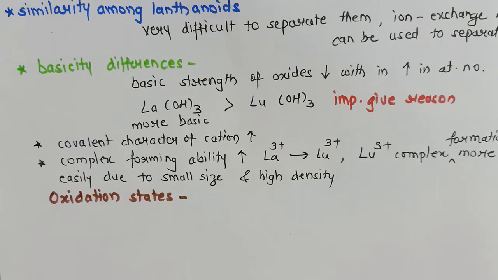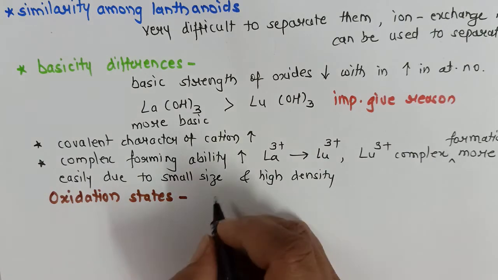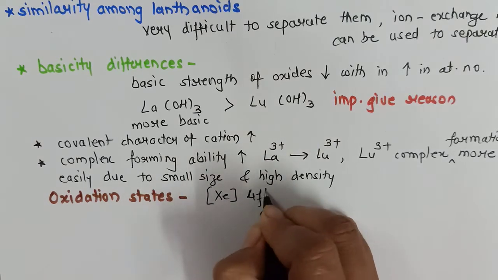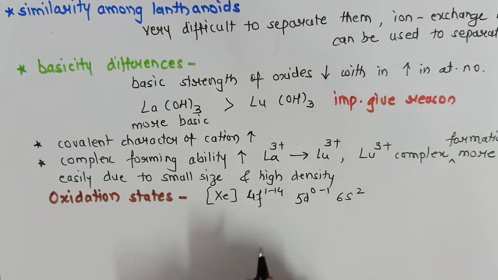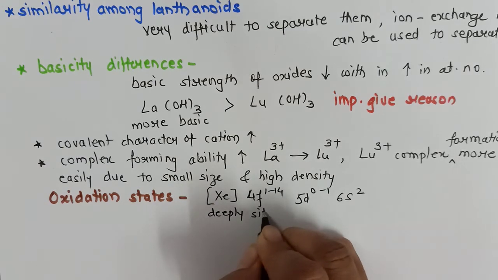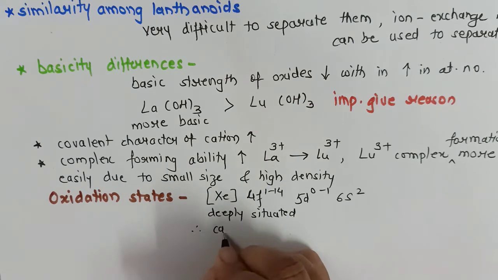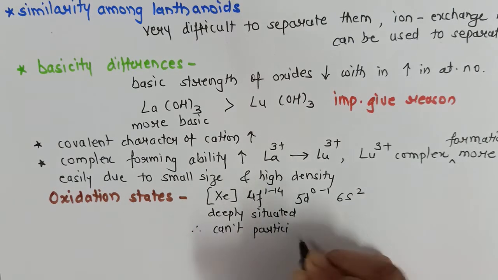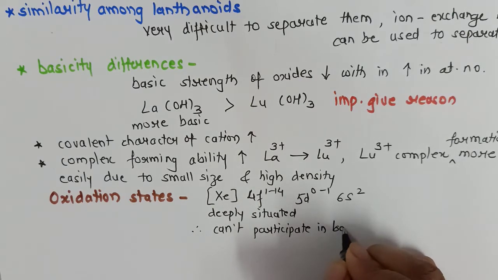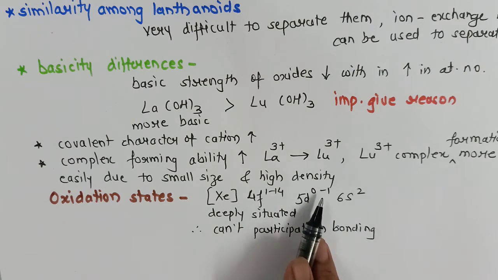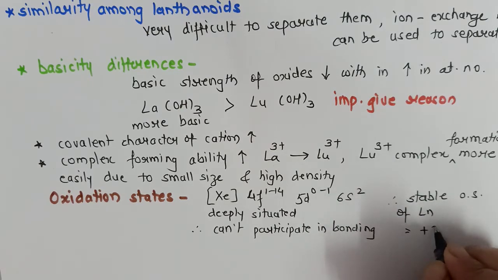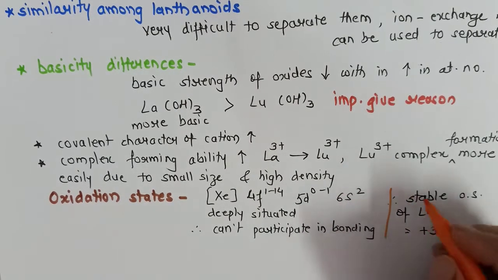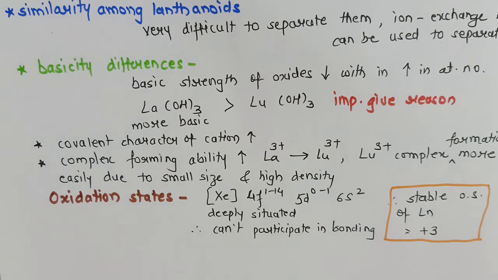Let us discuss the next trend, oxidation state. Now if we look at the configuration of lanthanoids, it is xenon 4f1 to 14, 5d0 to 1, 6s2. Now this 4f orbital is very deeply situated and therefore it cannot participate in bonding. So which orbitals are available for bonding now? 5d and 6s. So one electron from 5d and two electrons from 6s can be removed, and therefore the stable oxidation state of lanthanoid elements is +3. Remember this concept. The stable oxidation state of lanthanoid elements is +3.